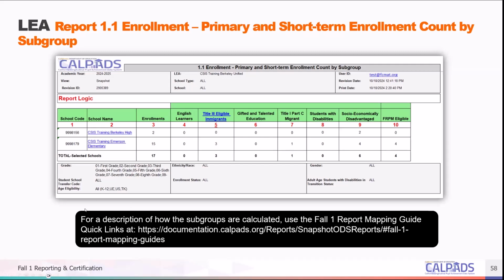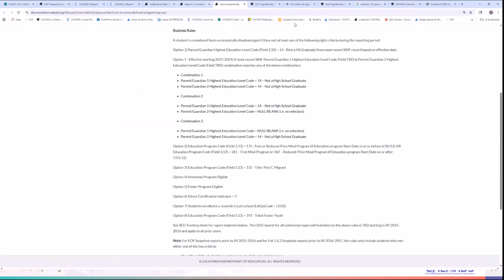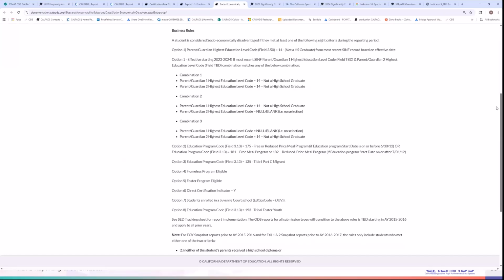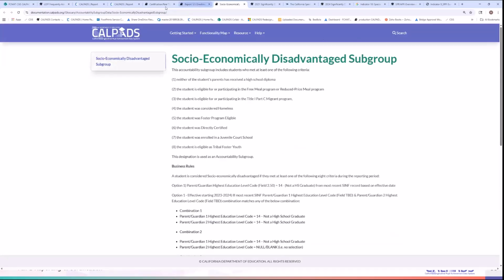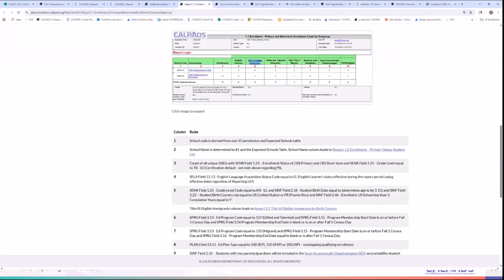And so if you have this report and you see these counts and you're wondering what makes a student included in one of these subgroups, you go to the CalPADS user manual. And this is actually a screenshot of the report in the CalPADS user manual. That's why you can see report logic and the numbers. And so we'll demonstrate how to use this. All right. And we'll go from the beginning.